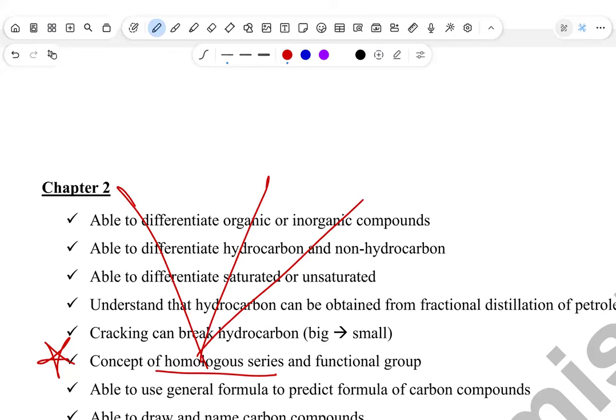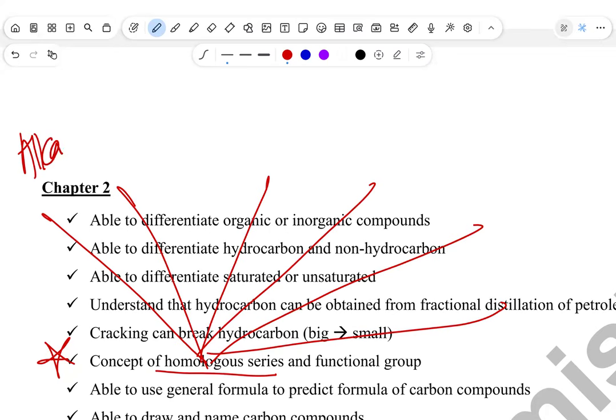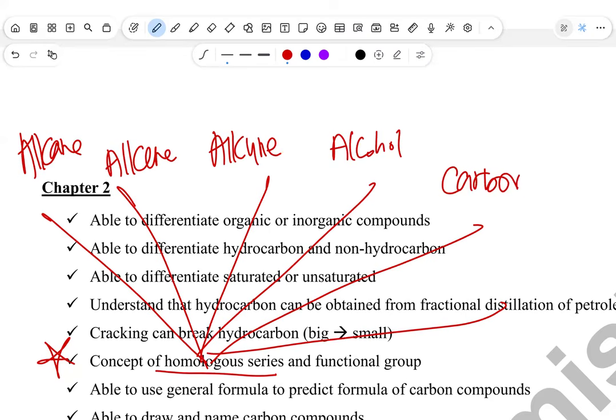Homologous series means a group of carbon compounds. We have alkane, alkene, alkyne, alcohol, carboxylic acid, and ester. You see, this is what I call active recall. I ask myself, do I know the homologous series? Yes. Next one: what is a functional group, guys? I call the functional group the sex organ. You see it, you know who it is.